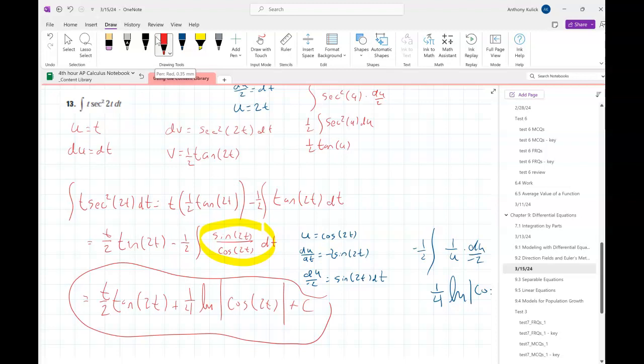Yeah, that's one of those things like you don't think of it right away, but once you've done enough of these, you're like, what do I do with this? Trig, time for trig.